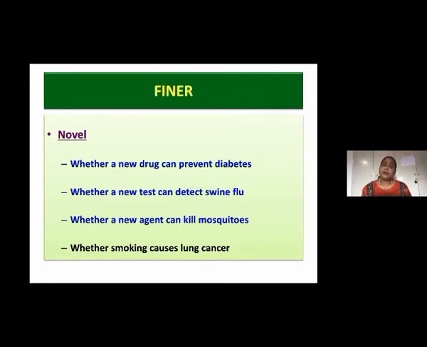Novel need not be only new. It may be a different way of thinking about the same problem. So it is not necessarily a new drug or a new test or a new agent. It can be completely a new way of looking at it.